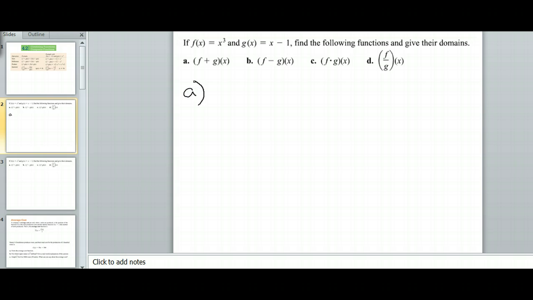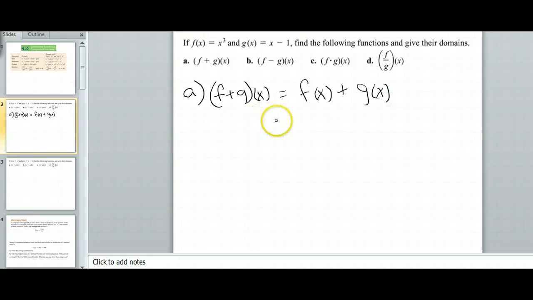So part A, f plus g of x, that's the same thing as f of x plus g of x. I mean, it's split the two functions apart. Alright, f of x was x cubed, g of x is x minus 1. Now, always when you have these things, especially for subtraction, put a parenthesis around the second one and then decide if you need it or not. We don't need it here, so we just end up with x cubed plus x minus 1. Okay, so there's my combination of these two functions with addition.